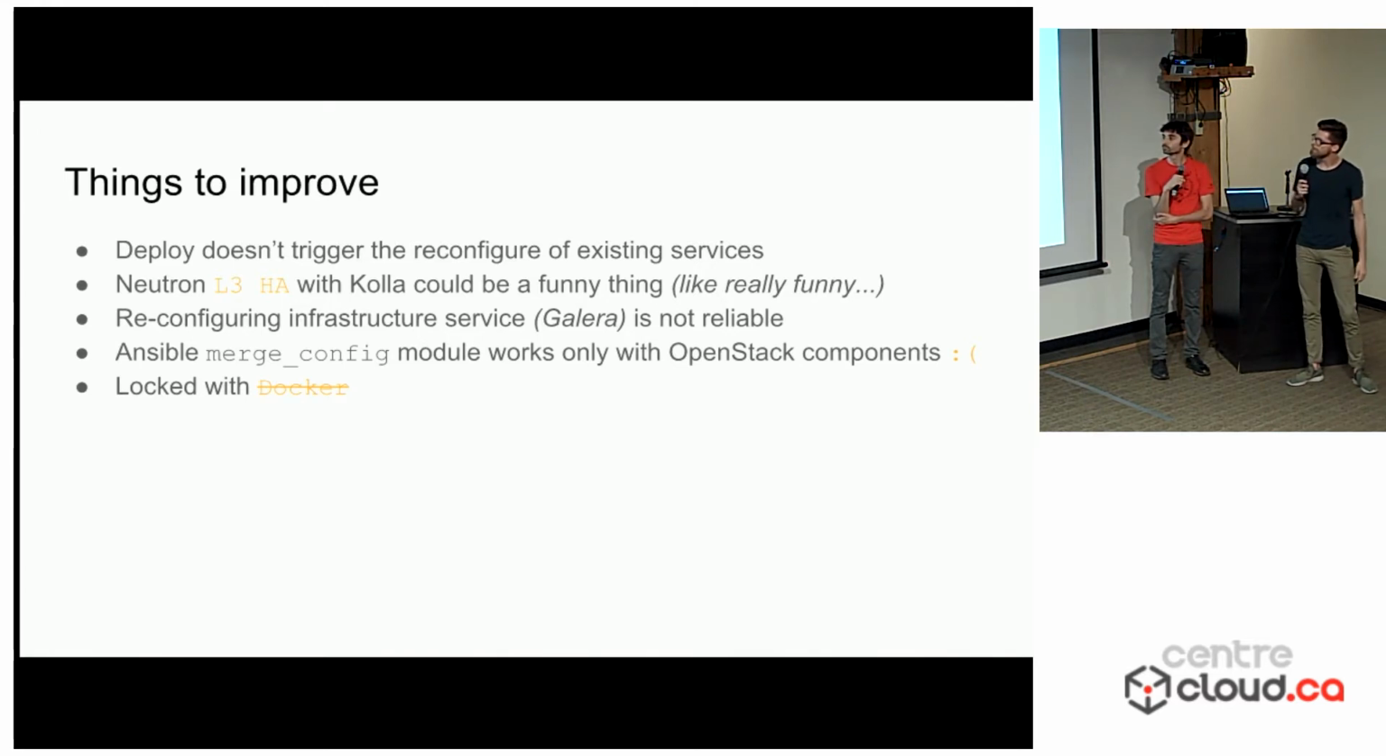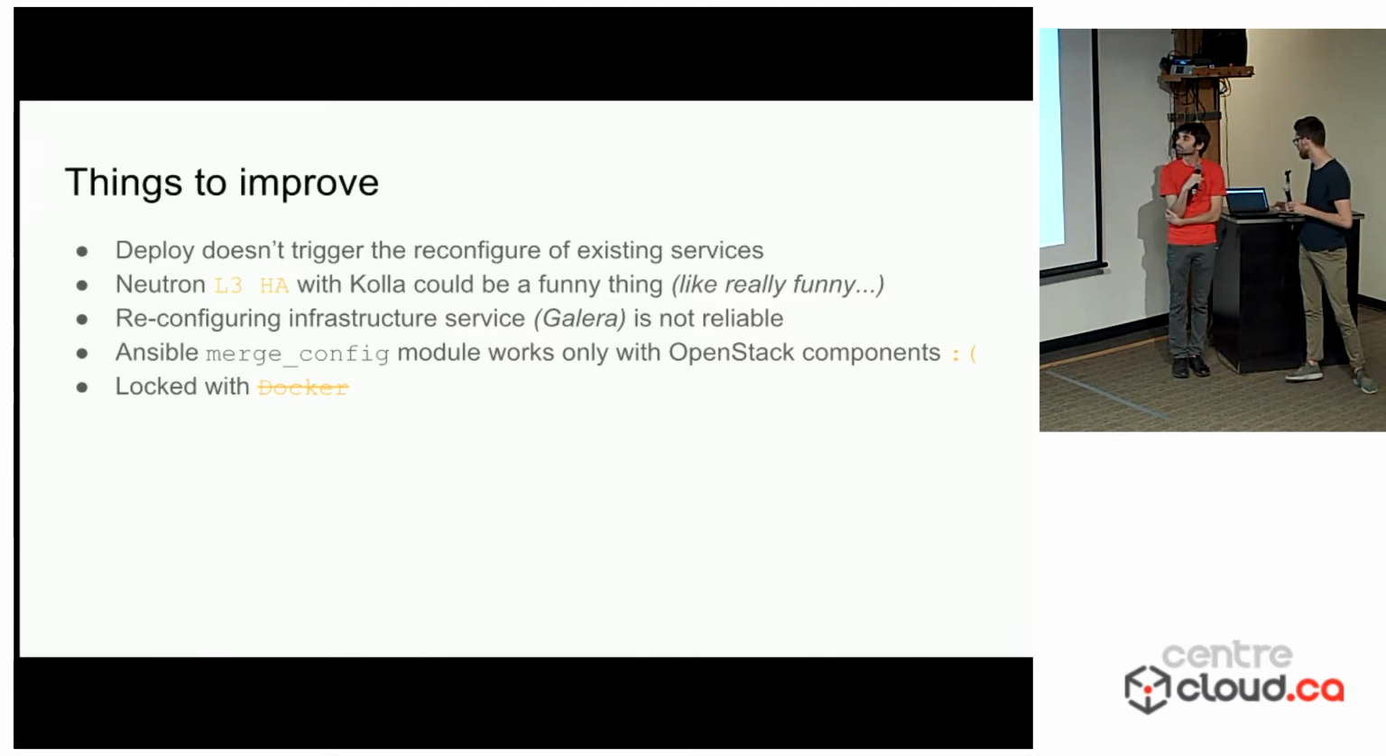And another thing that could be improved, normally with Kubernetes it should be easier to do that, but right now Kolla is locked to Docker, so if you want to try something else, like Rocket for example, you can't, so you're stuck with Docker. With Kubernetes, normally Kubernetes is trying to apply a way to use Docker or Rocket, so that should be solved, but right now it's not.